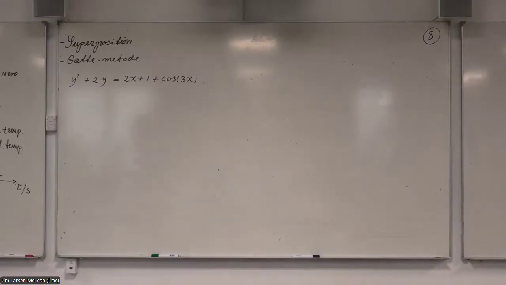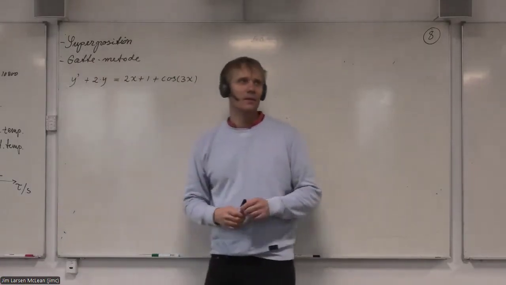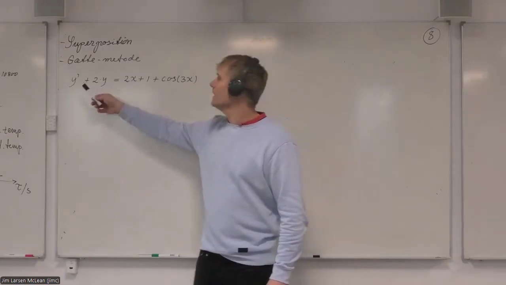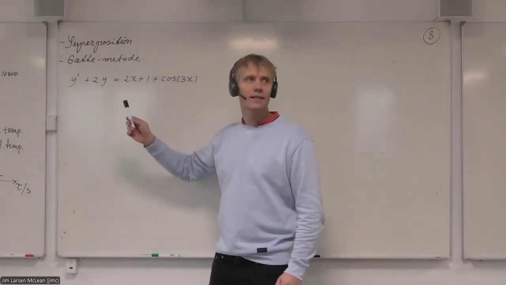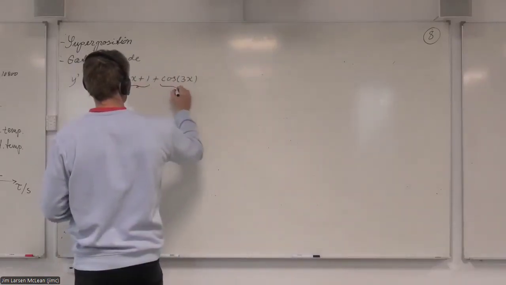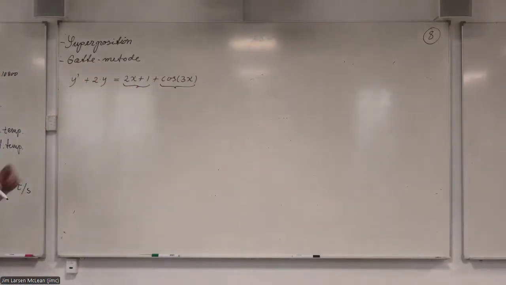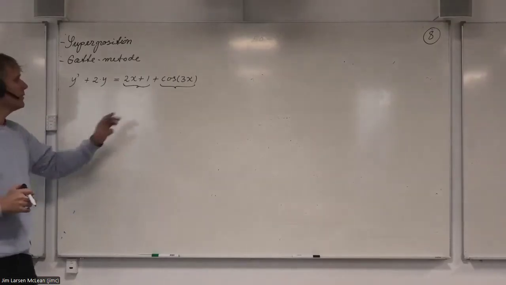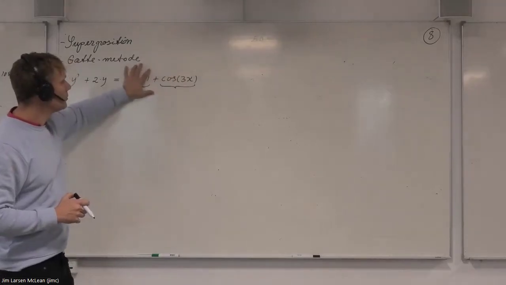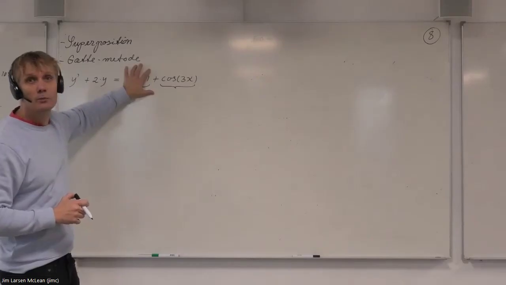So we just took a short break and now we'll see what superposition means. Superposition is just a nice way of saying the following. If you have a first order differential equation and the right side consists of two functions added together, here one is a straight line and the other is cosine of 3x, then you can solve this differential equation by first solving it as if it only said 2x plus 1. Then solve it as if it only said cosine of 3x, and then simply add the solutions together. And that's what superposition means.